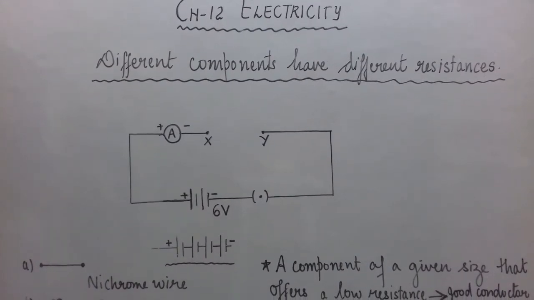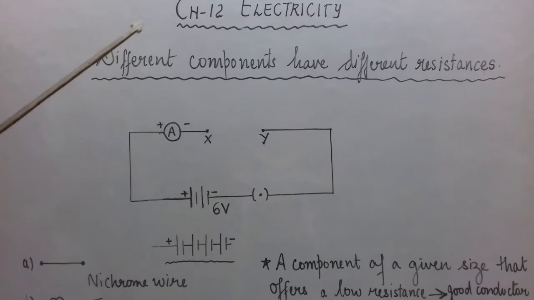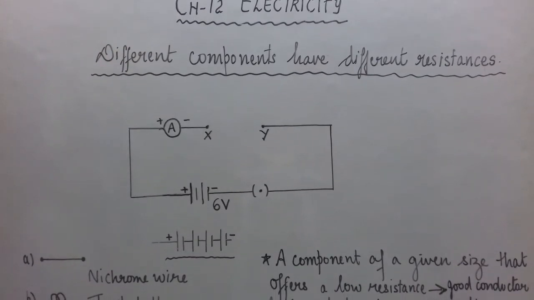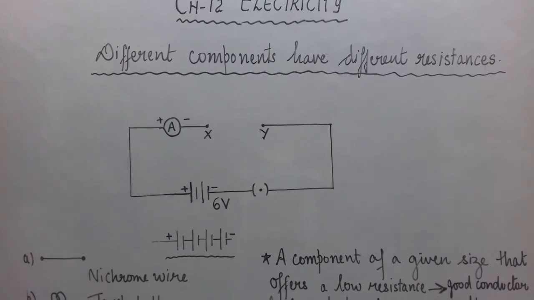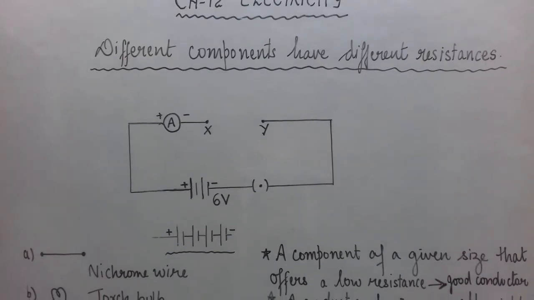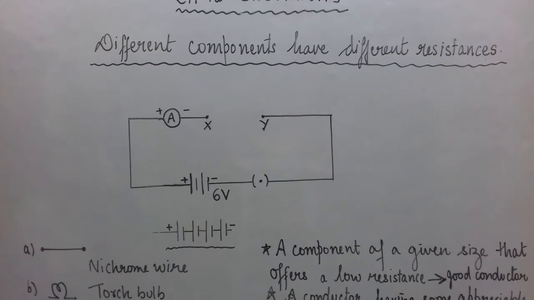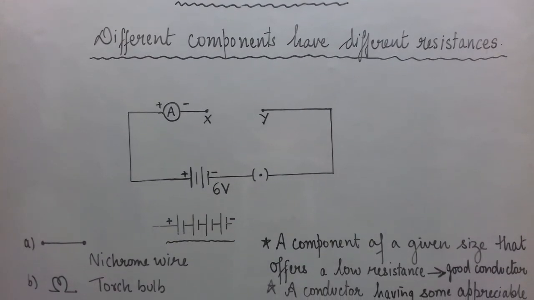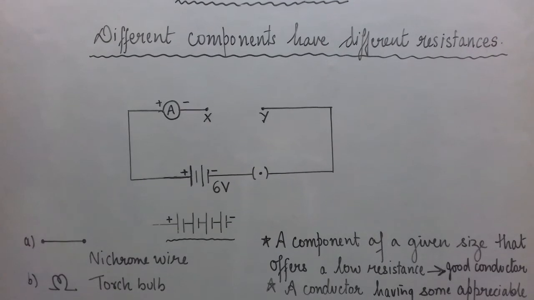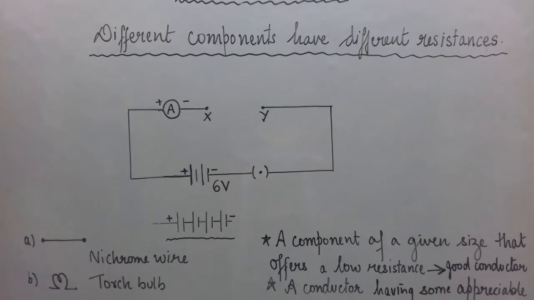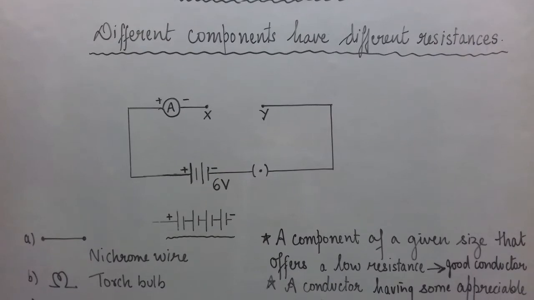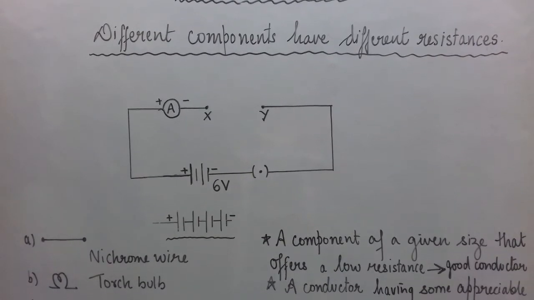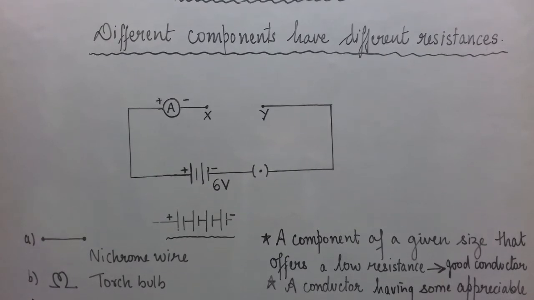Hello students, let us continue with chapter 12 electricity. Now in the previous video you have seen what is Ohm's law, its statement and activity to prove Ohm's law. You know the mathematical form of Ohm's law, V is equal to IR. You have also learnt the definition of resistance, qualitative as well as quantitative definition and its SI unit. Now let us just have the recap of the resistance part.